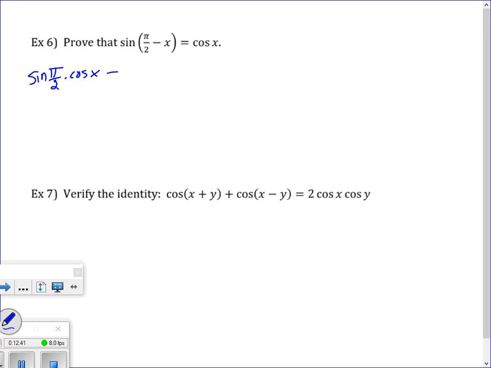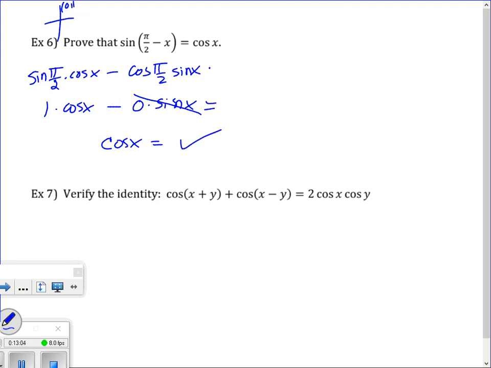I'm going to keep minus, then I'm going to be doing the cosine of pi over 2 times the sine of x. So pi over 2 is, up here, it's at 0, 1. So the sine of pi over 2 is 1. Cosine of pi over 2 is 0, so that's nice. Okay, so that's gone. So there we go. Cosine x equals cosine x. And I was correct.